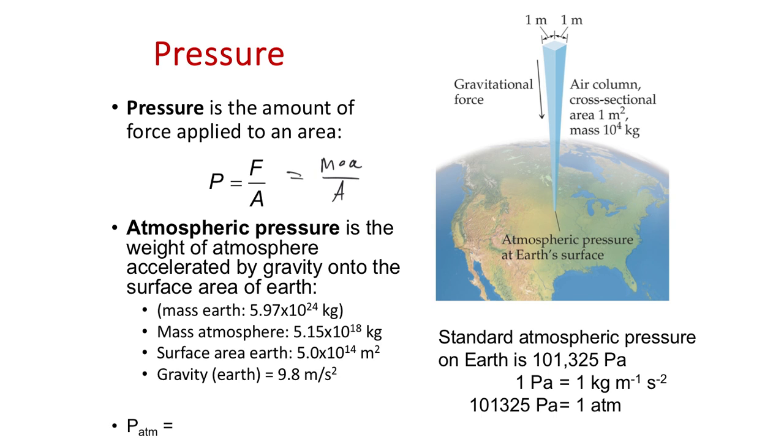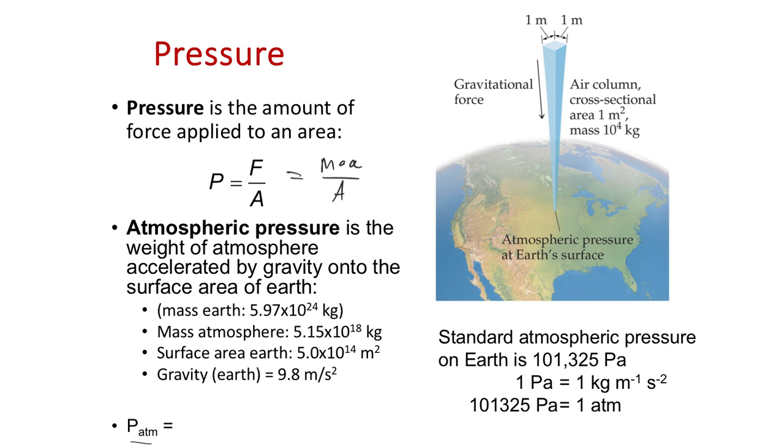And so that's the approximated mass of all the substances in our atmosphere. The surface area of Earth is calculated to be about 5.0 times 10 to the 14 square meters. If you were to look this up, you usually see the unit in square kilometers or square miles, but I've gone ahead and converted that into square meters. And gravity on Earth is about 9.8 meters per second squared. And so we can calculate the atmospheric pressure that's being caused by the mass of the atmosphere.